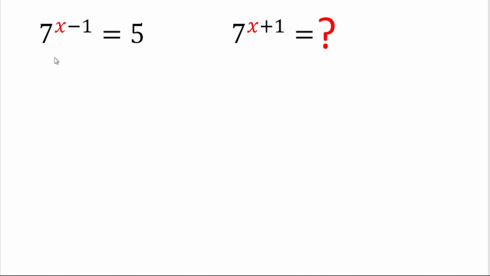Today in this video we are going to solve this algebraic expression by two methods. The given problem here is 7 to the power x minus 1 equals 5. Then we will have to find the value of 7 to the power x plus 1.